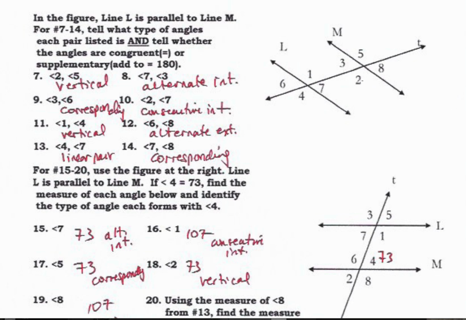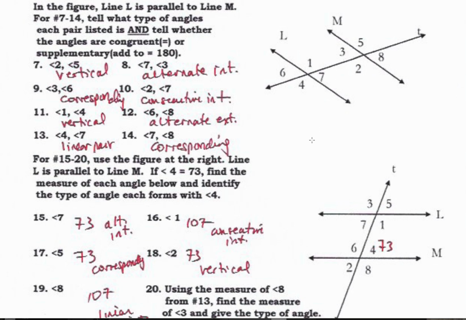2 and 7 are consecutive, same side interior. That would be supplementary. They would add up to 180. 1 and 4 are vertical, of course, vertical angles are congruent. 6 and 8 would be alternate exterior angles. Okay, they're equal. Linear pair for numbers 4 and 7, and they would be supplementary. And 7 and 8 are corresponding because drag and drop, they land on top, and corresponding angles are equal.